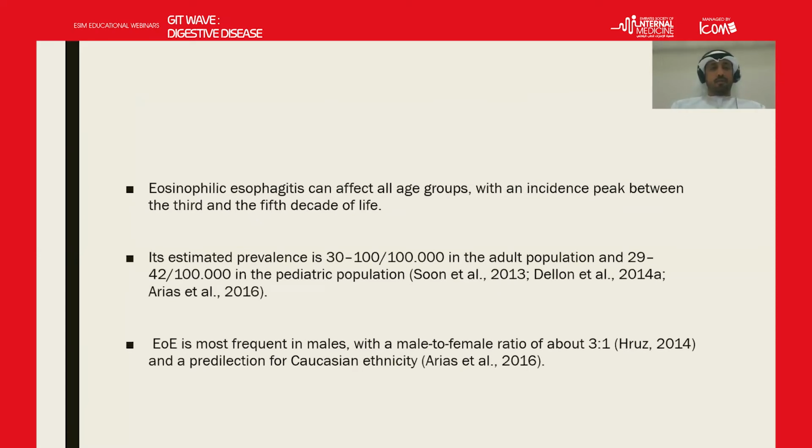So eosinophilic esophagitis can affect all age groups, with incidence peaking in the 3rd and 5th decade in adults. Estimated prevalence is 30 to 100 per 100,000 in adults, and around 29 to 40 per 100,000 in pediatrics. It most frequently affects males, with a male to female ratio of 3:1.